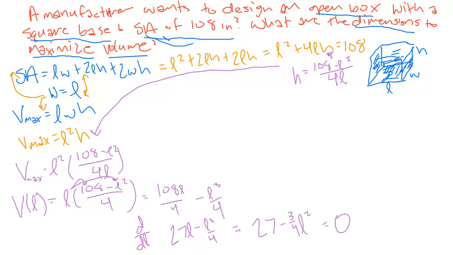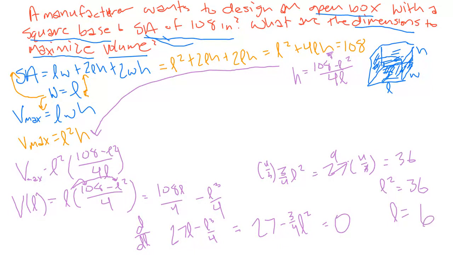If we work right here, we get 3/4 L squared is equal to 27. Multiply by 4/3 on both sides. Then this will cancel out to a 9, which is going to get us L squared equals 36, which will leave us L equals 6. Since we're talking about trying to manufacture a box, we wouldn't really take into account -6 because that just doesn't make sense from a logistical standpoint.